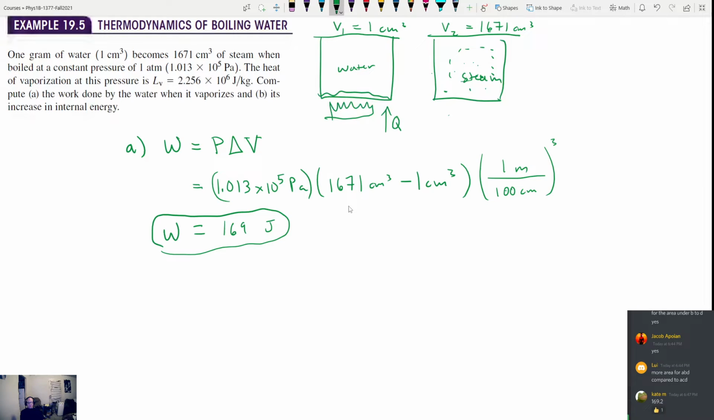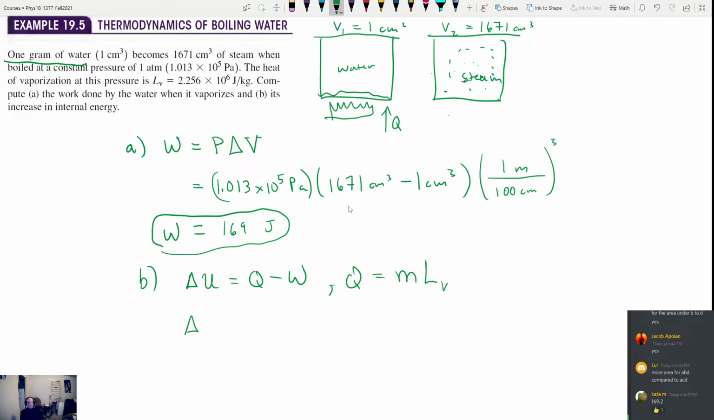Okay. In part B, it says the work done by the water, okay, we did that, and its increase in internal energy. We're always just going to use this equation here. So to find the Q now, because we have a process where the water converts from liquid to steam, we know that we can find the Q by using the mass of the water multiplied by the latent heat of vaporization for the water. And we're told that we have 1 gram of water right here.